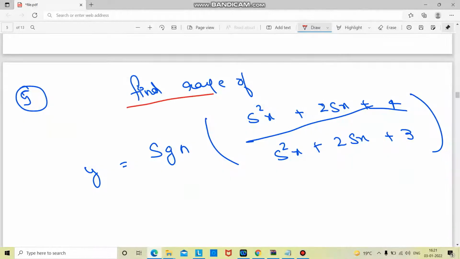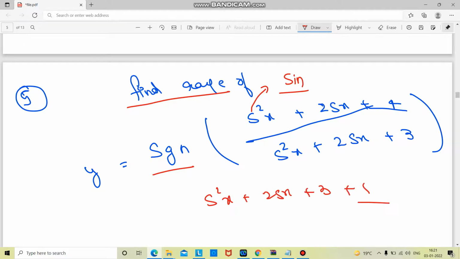This is our next question, which says find the range of this function. This is sine, where there is written as that is sine, and this is signum. We know that signum gives 1 as an answer for positive and -1 for negative and 0 for 0. So we will calculate the nature of this.